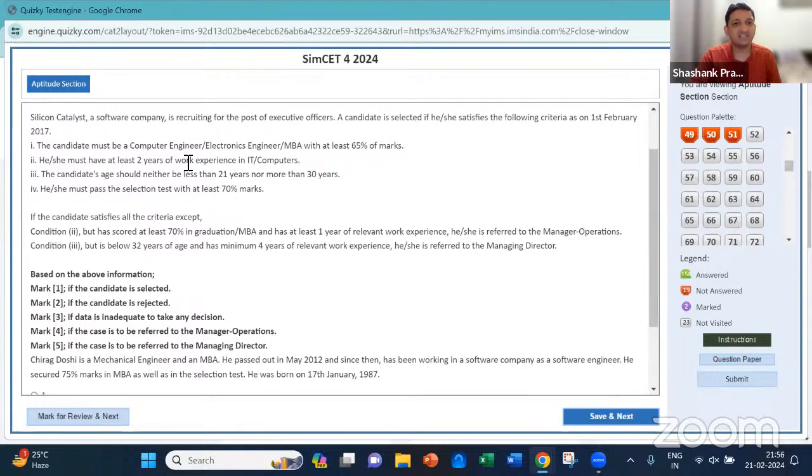Okay, fine, let's see. Let's look at this one. Computer engineer with at least 65% marks, 75% in MBA. Computer engineer, where did that go? So this is, okay, MBA will also work. MBA is also fine. Yeah, this is fine.